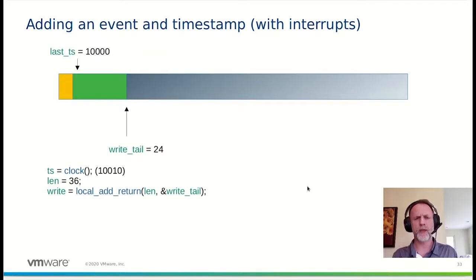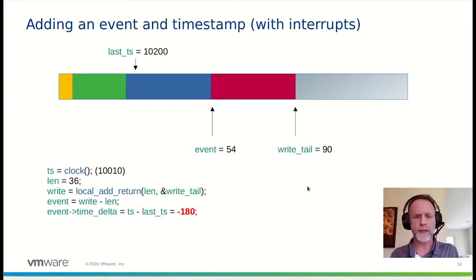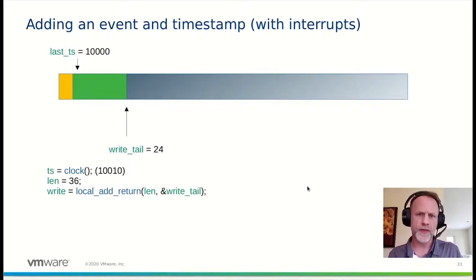So, as you see, the last timestamp is minus 180. That's not the only thing. That's wrong. Let me go back here. This minus 180, you can see the issue here, that we can't trust that last timestamp. And it gets even worse than that.